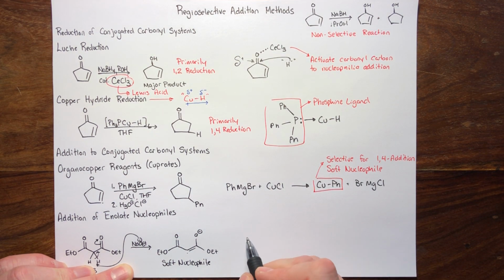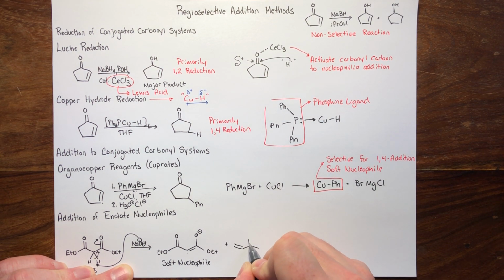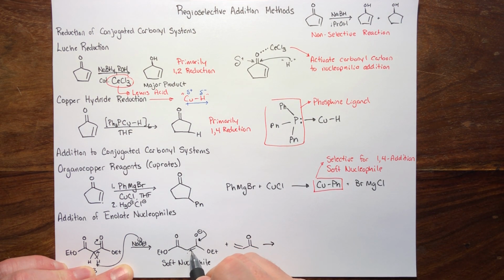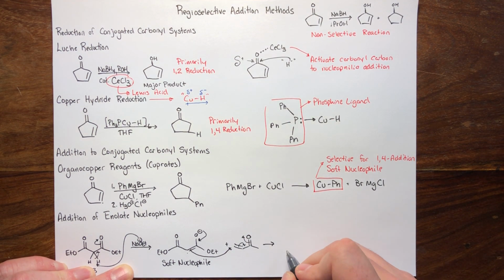So when we add this nucleophile to an alpha-beta unsaturated system, it's going to add to the beta carbon rather than to the carbonyl carbon.